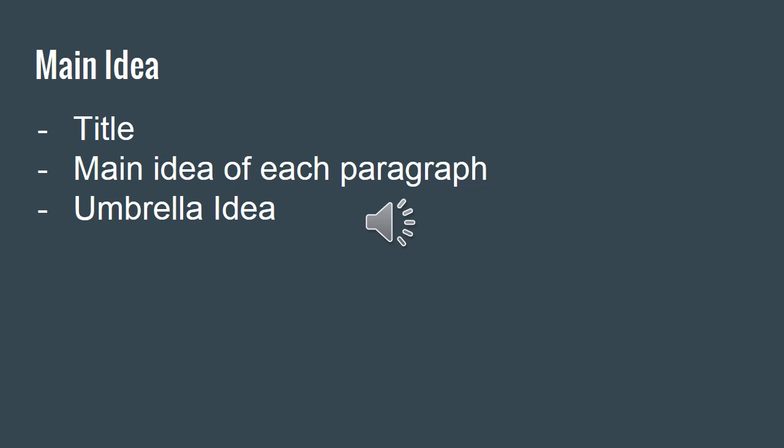The main idea of an article should not be something that's hard to find. The only important thing to remember is that the title should give it away, just like the purpose. It should be a good clue as to what the article is going to be about. And you can try and look for the main idea of each paragraph and then bring them all back together and find the umbrella idea, which would be the main idea.